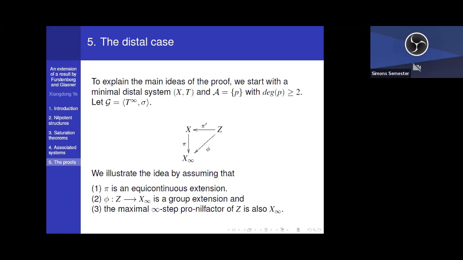I don't know, maybe Thomas knows. So if you have a group extension, can you still have that x infinity is the maximal infinity step polynomial factor? I don't know, but we can assume. So I mean, if pi itself is a group extension, that will be okay, no problem. So this assumption carries no danger.